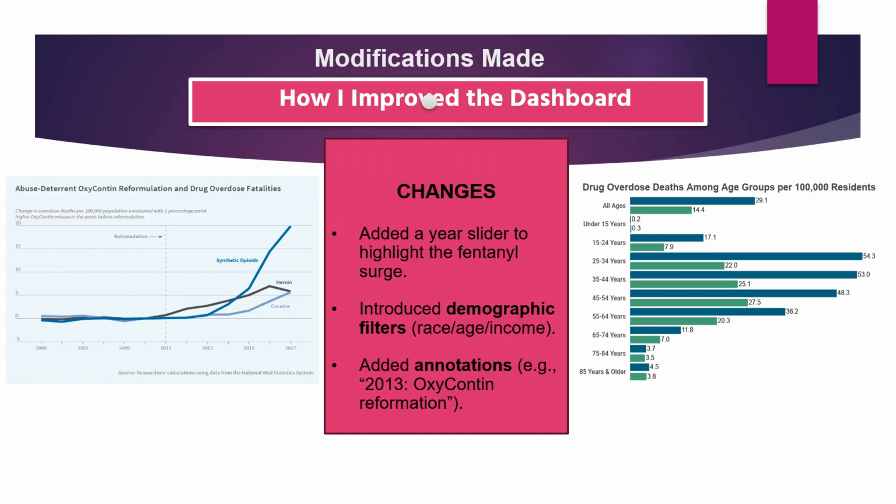I've made three key improvements. First, a year slider lets users focus on the fentanyl explosion after 2015. Second, new filters break down data by race and age, revealing, for example, that Native American overdose rates doubled in Arizona. Third, I added annotations to explain spikes like the 2013 OxyContin reformulation. These changes make the data more actionable.